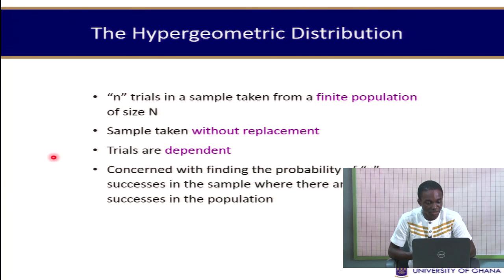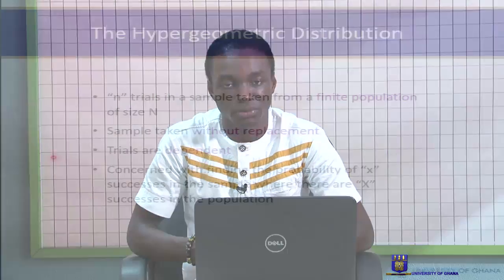We move on to the next probability distribution, which is called the hypergeometric distribution. The hypergeometric also is looking at n trials taken from a finite population or sample of size n. And most of these samples are taken without replacement.